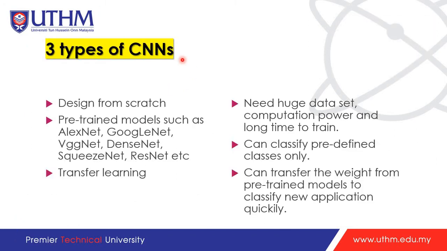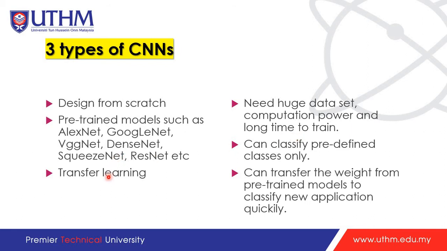Basically, we have three types of CNN. First is designed from scratch. However, if designed from scratch, it needs a huge data set, huge computation power, and a longer time to train. The second one is to use pre-trained models such as AlexNet, GoogleNet, VGGNet, DenseNet, SqueezeNet, ResNet, and so on. However, the pre-trained model can classify the pre-trained classes only.